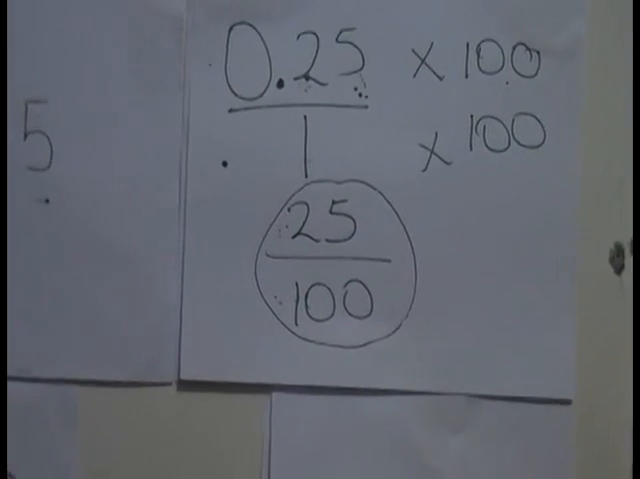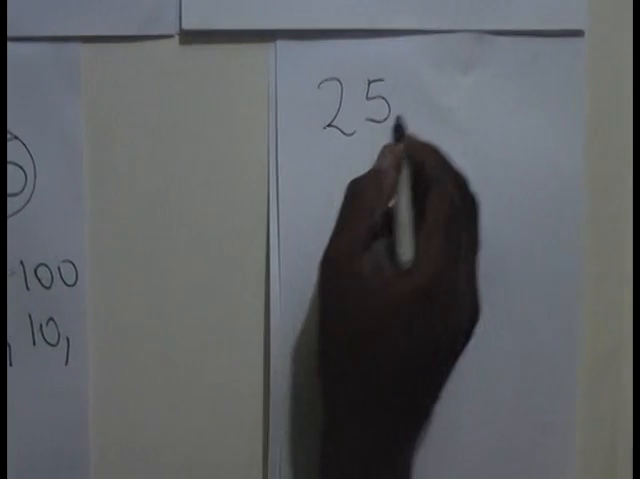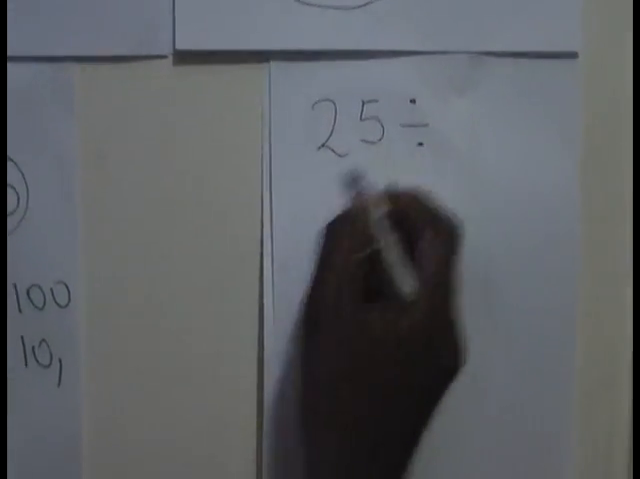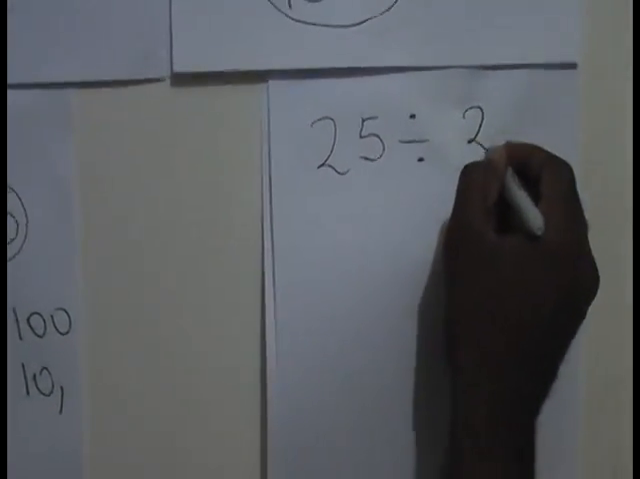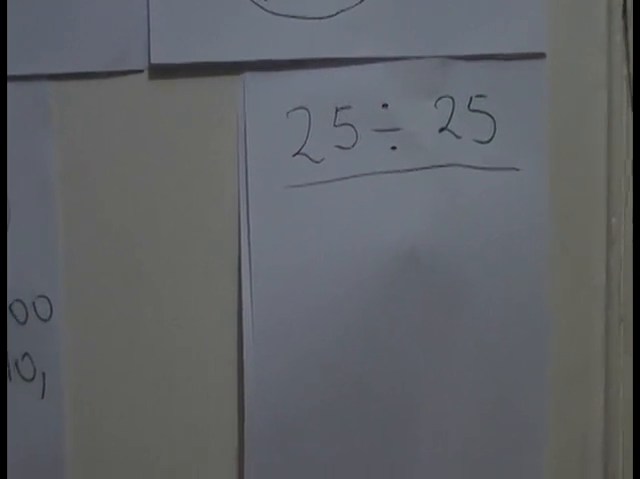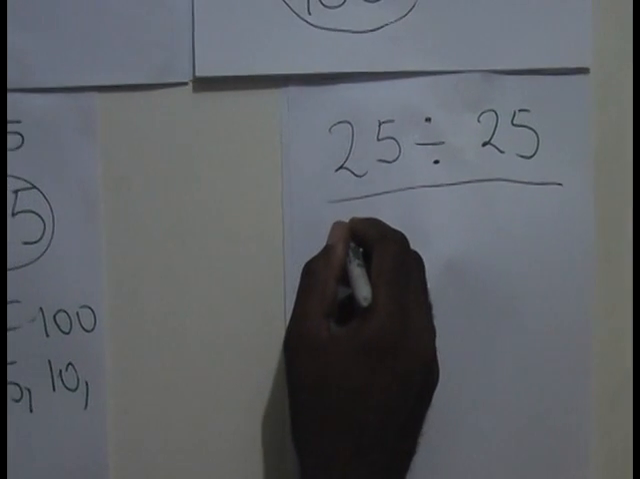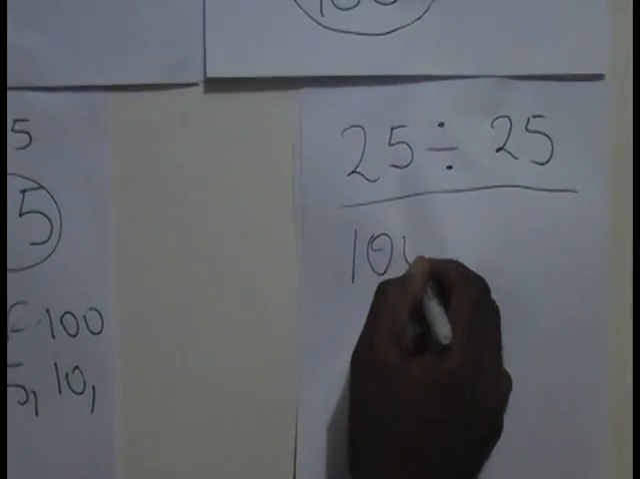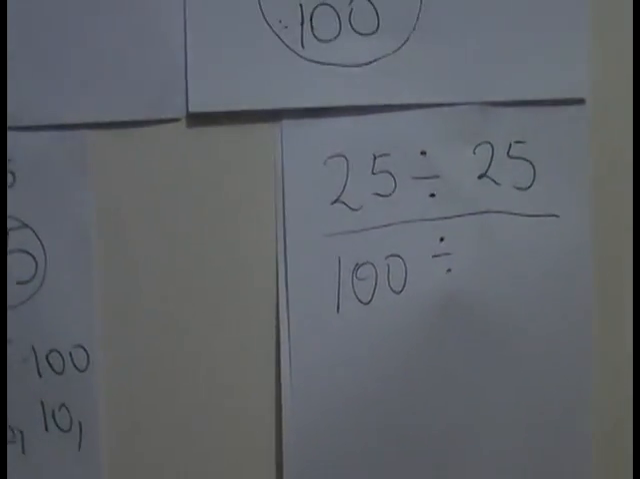Okay, so what do we do then? We're going to say now 25 divided by the highest common factor, which is what? 25. Good. So you could then draw a line here, right? You draw a line right there, and then you say, okay, then 100 right here divided by the same what? 25.